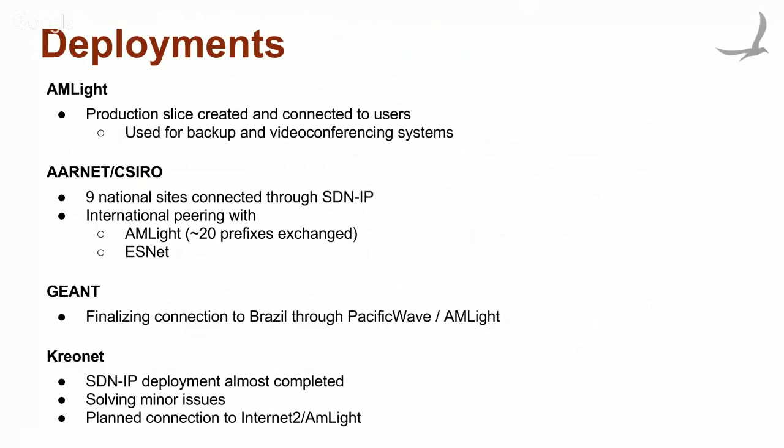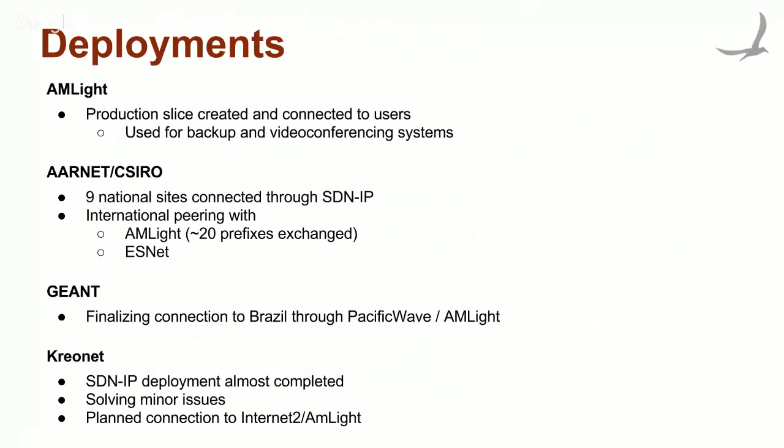ARNet and CSIRO, so Australia, it came out, I guess you guys saw, there was something on the announcements. A press release came out 2-3 days ago. They deployed their SDN network using ONOS and SDN-IP. It connects 9 sites all over Australia, plus 2 international peerings, one to ESnet and one to AM Lite. ESnet is not ONOS enabled for now. There are some items still preventing us from deploying there, but AM Lite, of course, it is, and they are exchanging 20 prefixes.